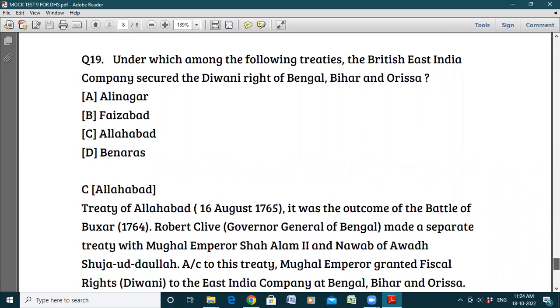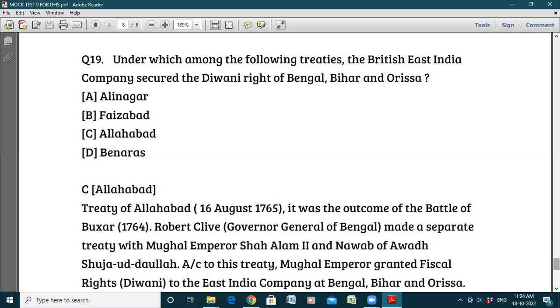It was the outcome of Battle of Buxar, which took place in 1764. Robert Clive, Governor General of Bengal, made a separate treaty with Mughal Emperor Shah Alam II and Nawab of Awadh, Shujaudullah. Okay, Robert Clive made this treaty. Who were involved? Mughal Emperor Shah Alam II and Nawab of Awadh, that is Shujaudullah.